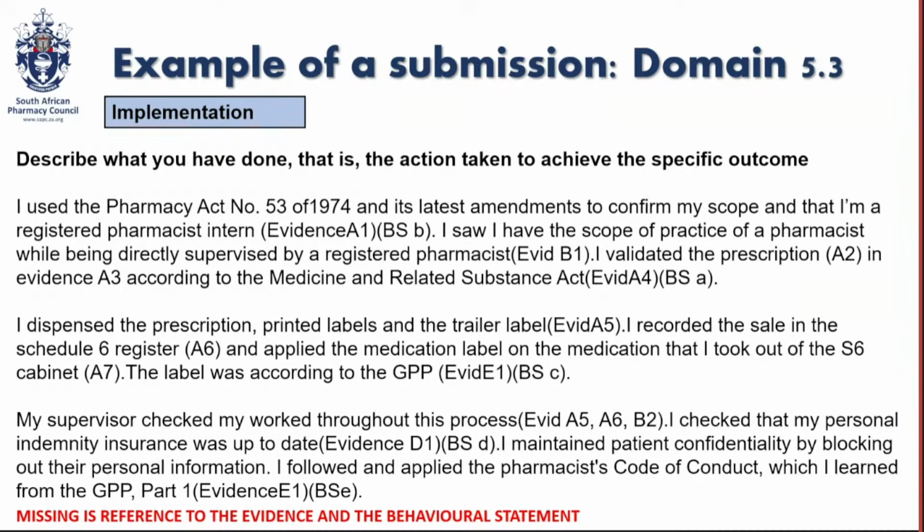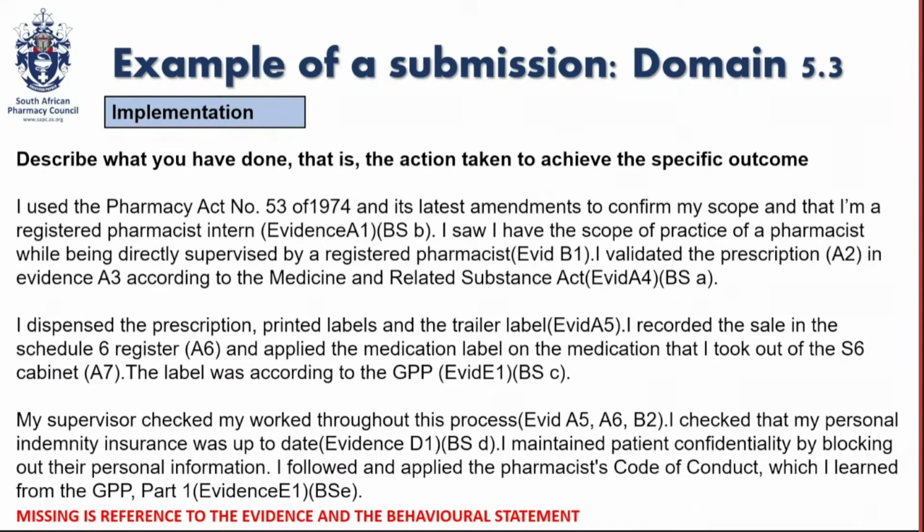So by looking at it quickly, I use the Pharmacy Act number 53 of 1974 and its latest amendments to confirm my scope and that I'm a registered pharmacist intern. I saw I have the scope of practice of a pharmacist while being directly supervised by a registered pharmacist. I validated the prescription in the evidence A3 according to the Medicines and Related Substances Act. I dispensed prescription, printed labels, and trailer label. So you can see the tense is also right.